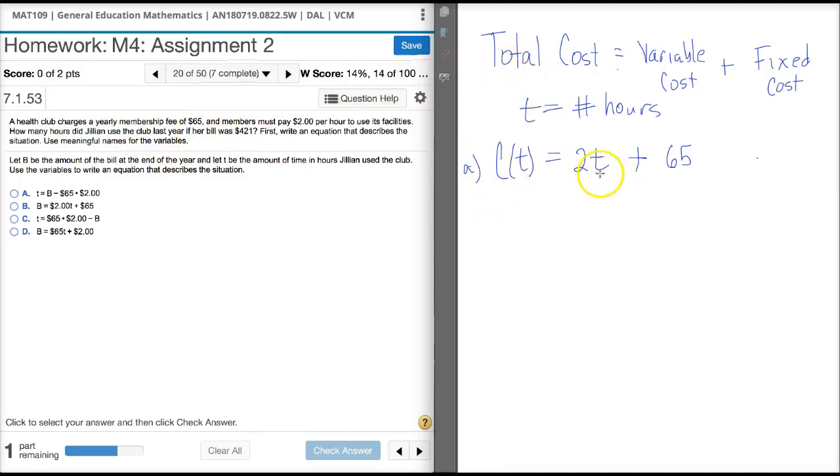So for our equation here, it says, let B be the amount of the bill. So here I'm going to erase this C of T and just write this as B per what they tell me. And if we use this, then we should have something that says B is equal to 2T plus 65. And so in this case, I believe answer B would be the best choice here.